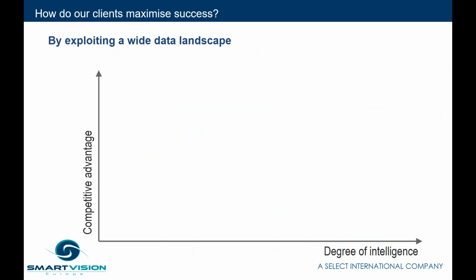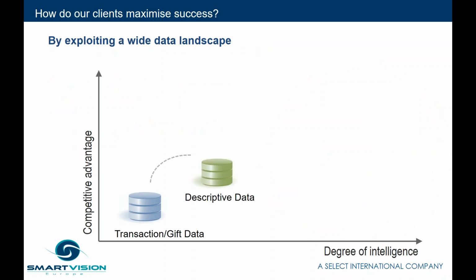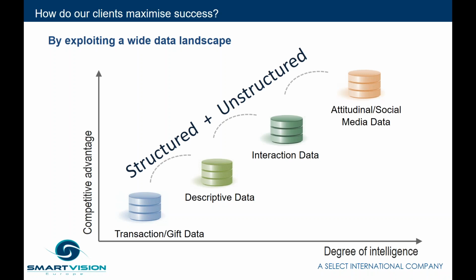The other thing is that they don't just think about the transaction or gift data. They look a little bit further across the organization. They look at geodemographic data, descriptive data that they have. They look at interaction data, when somebody has contacted or emailed the charity, gone on the website, or called them up. And they look at attitudinal data, social media data, if they can combine that in some way. It may be structured, maybe unstructured, maybe text-based.